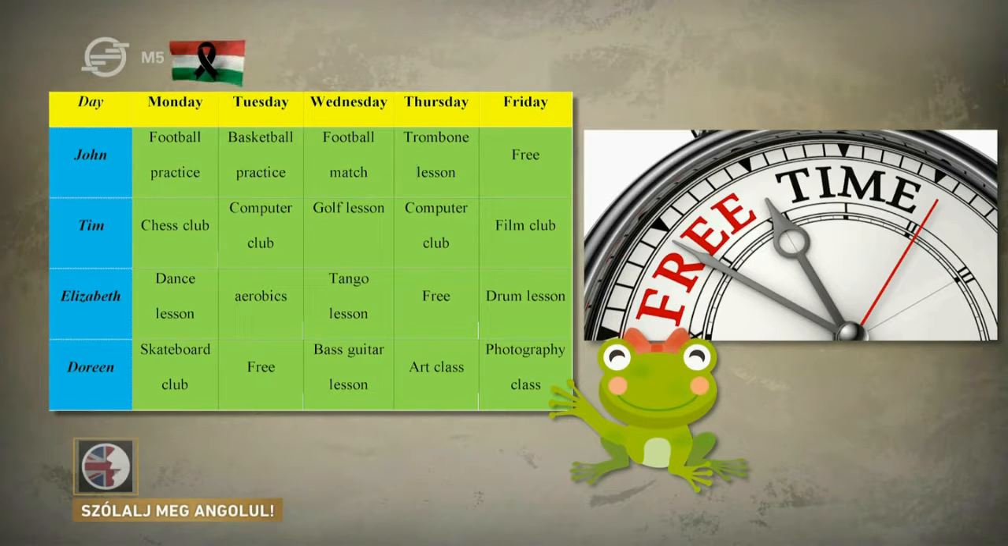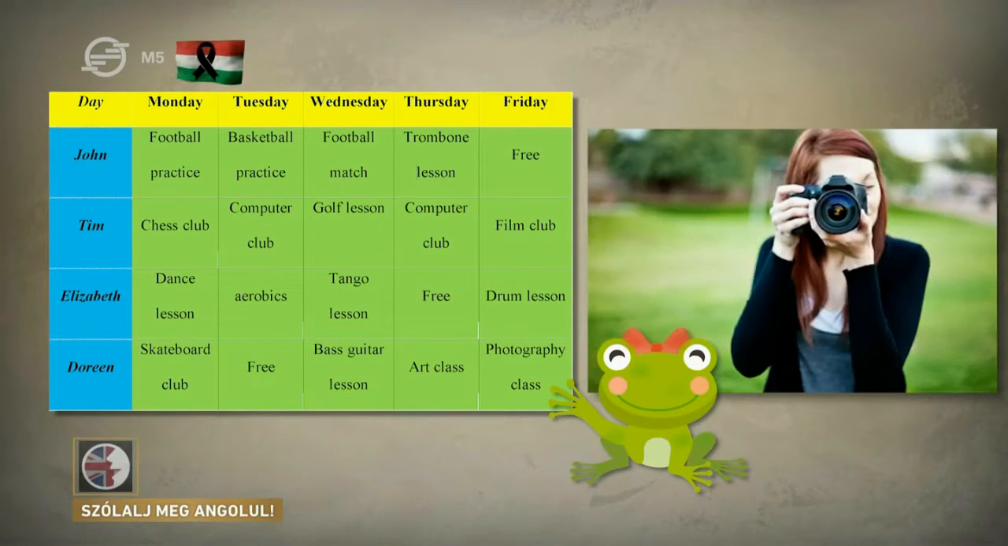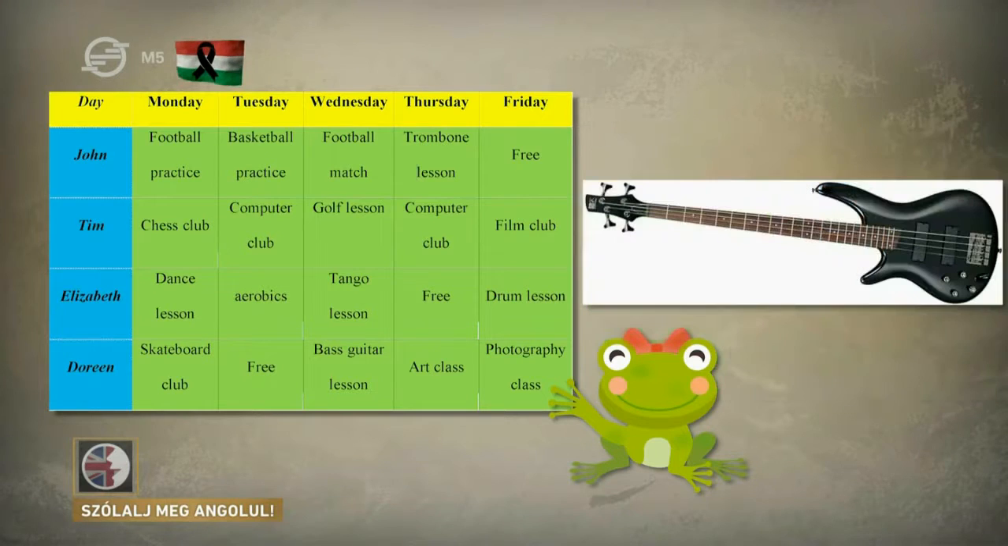I wonder what she'll do. Maybe she'll practice drawing for her art class on Thursday. Or maybe she'll take some photos to show at her photography class on Friday. I think she'll practice her bass guitar. She'll have a bass guitar lesson on Wednesday. So I think she'll practice in her free time on Tuesday afternoon.